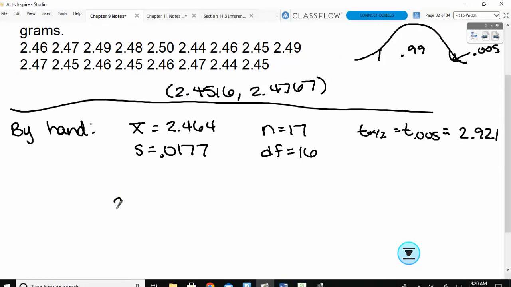So then you plug into the formula: x bar plus or minus t alpha over 2 times the standard deviation divided by the square root of n.